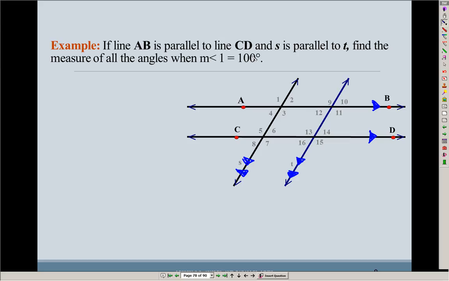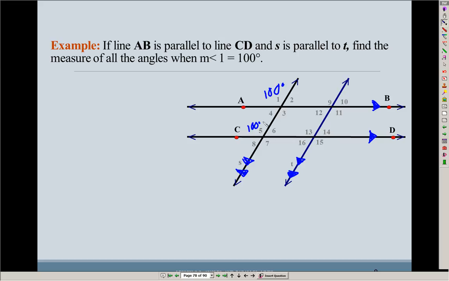If the measure of angle 1 is 100, let's label that in the picture. Angle 1 is obtuse, it's 100. I can now say that every single obtuse angle is 100 degrees. I'll break it down a little bit though. Angle 1 and angle 5 are corresponding. They're congruent, so that's the same.